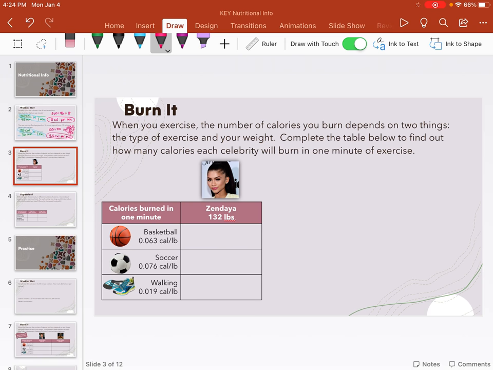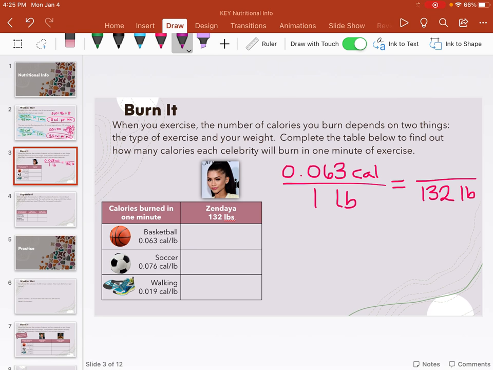And if you see there under the word basketball, I have how many calories that someone burns per pound per minute. Okay, same for soccer, same for walking. So we're just going to set this up. They already gave us the unit rate. They told us it was 0.063 calories for 1 pound. But Zendaya doesn't weigh 1 pound. She weighs 132 pounds. Okay, so now we will cross multiply and then divide.